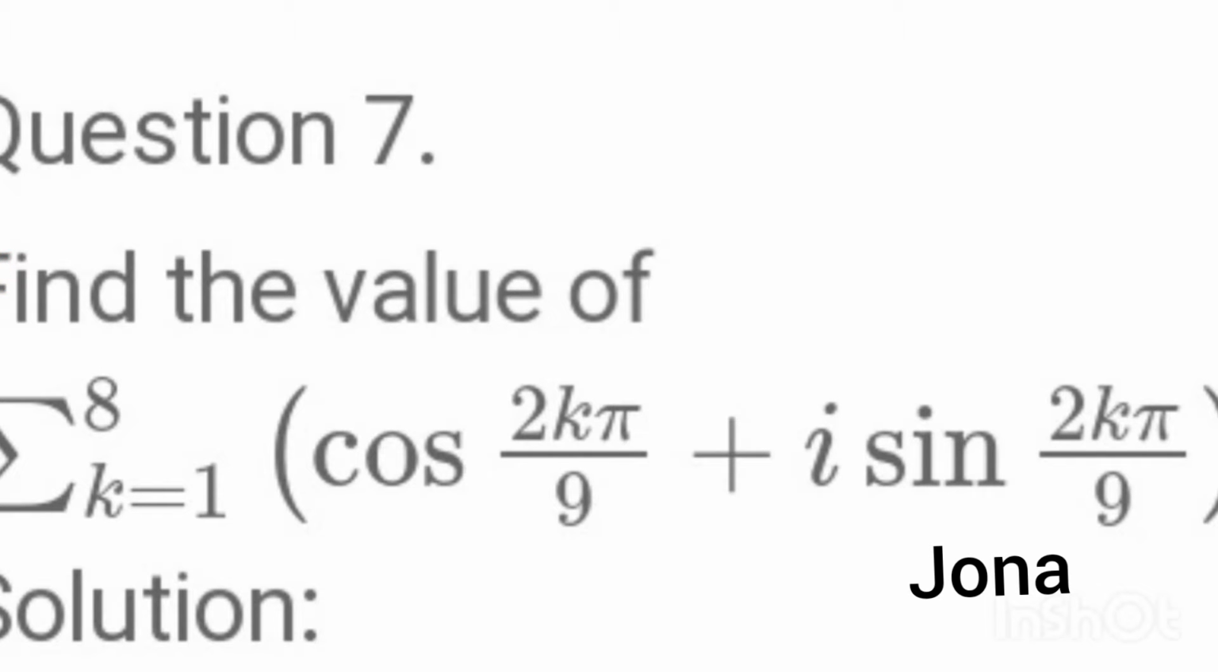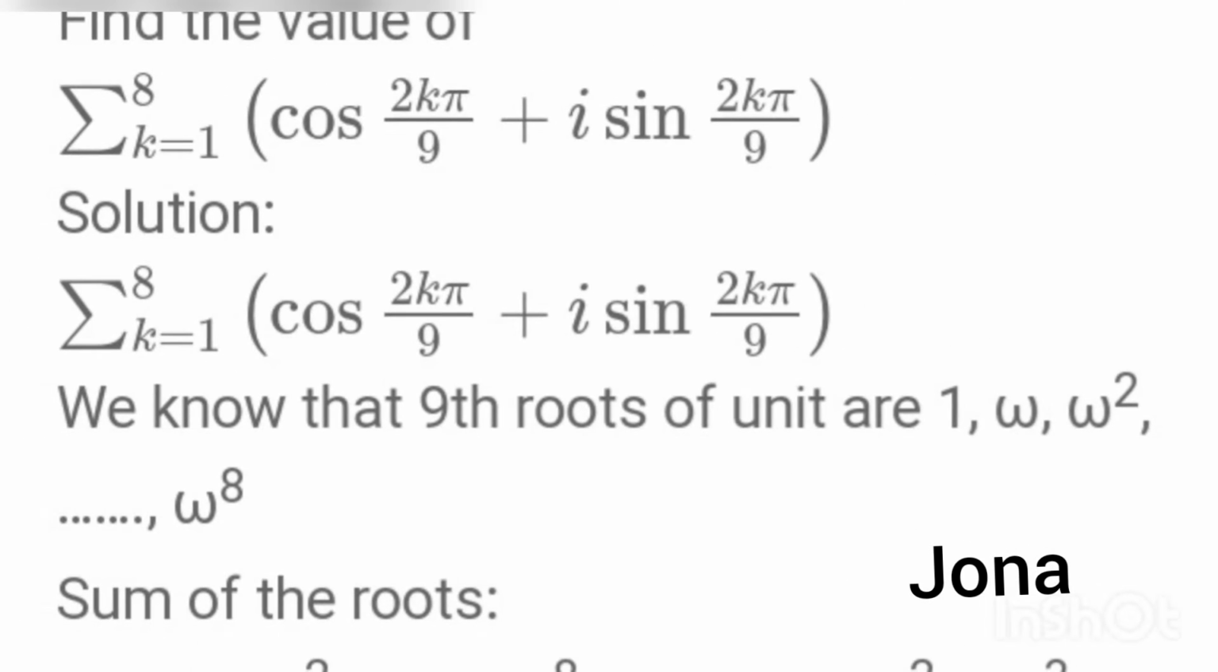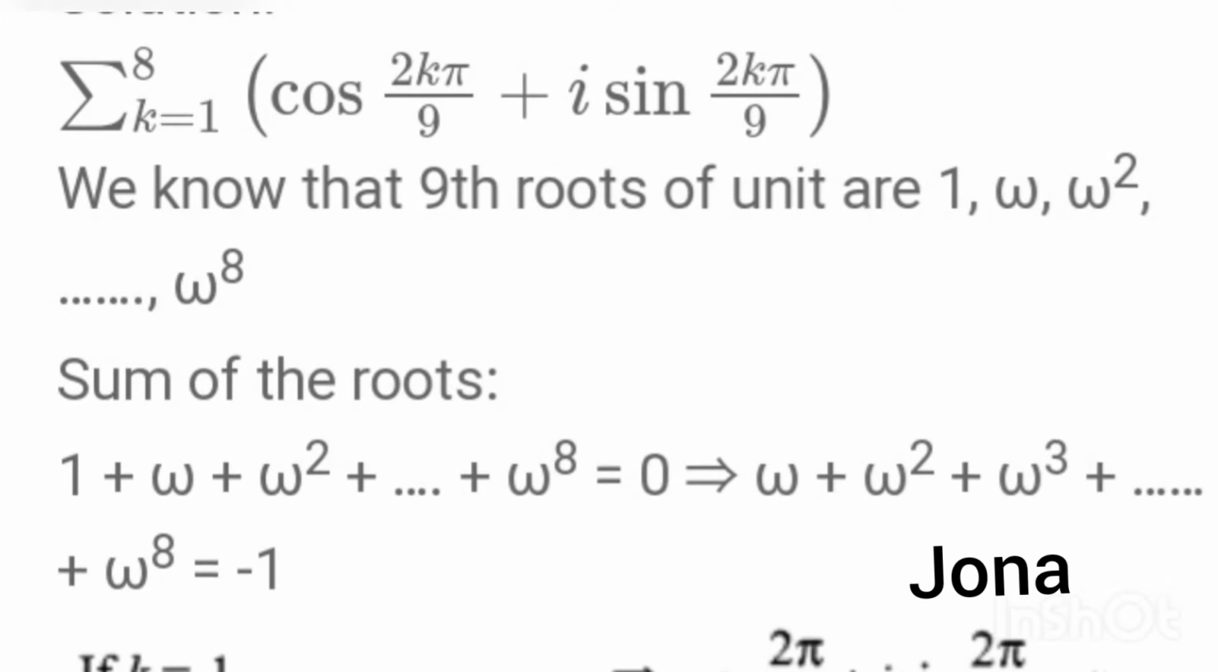Question number 7. Find the value of sigma k equal to 1 to 8 of cos 2k pi by 9 plus i sin 2k pi by 9. Here we have to find the value of the summation of k from 1 to 8. Let me take the given thing as sigma k equal to 1 to 8 cos 2k pi by 9 plus i sin 2k pi by 9.